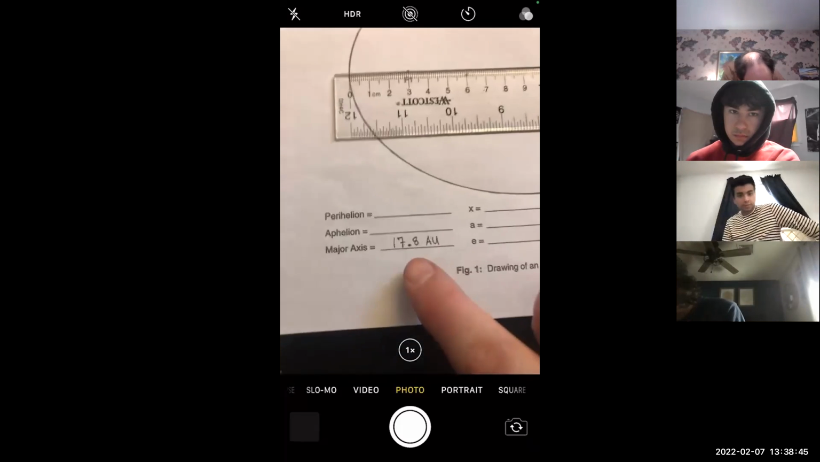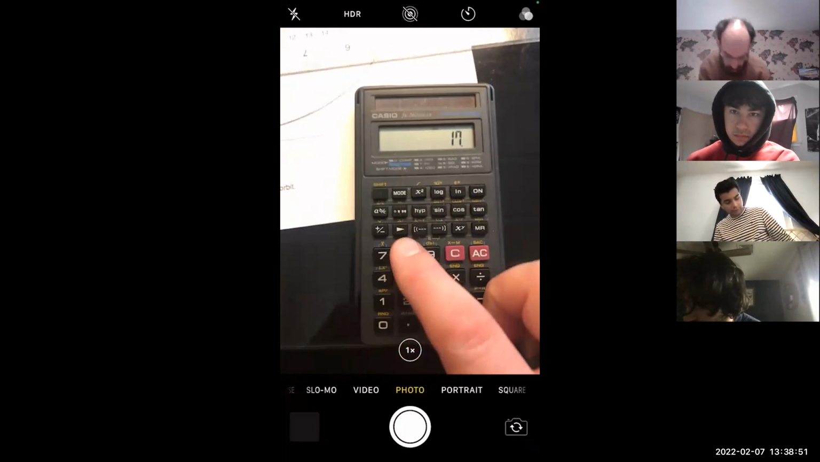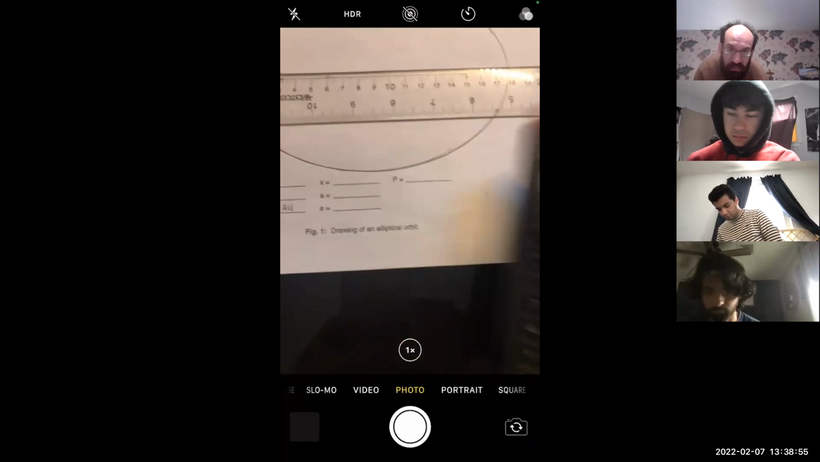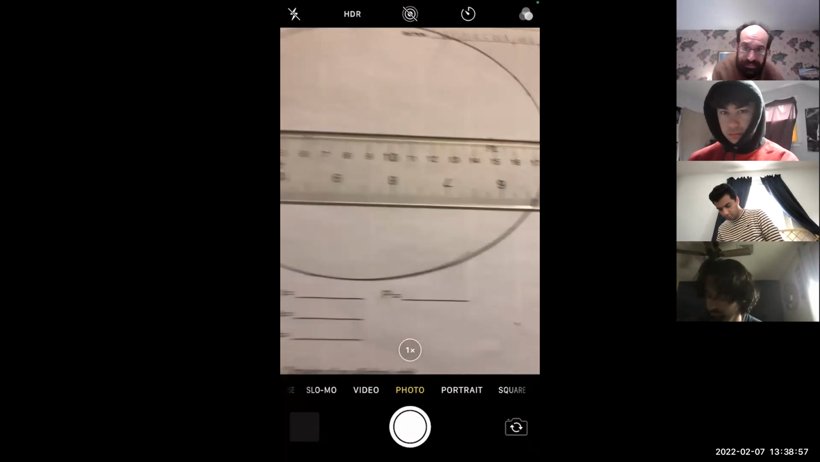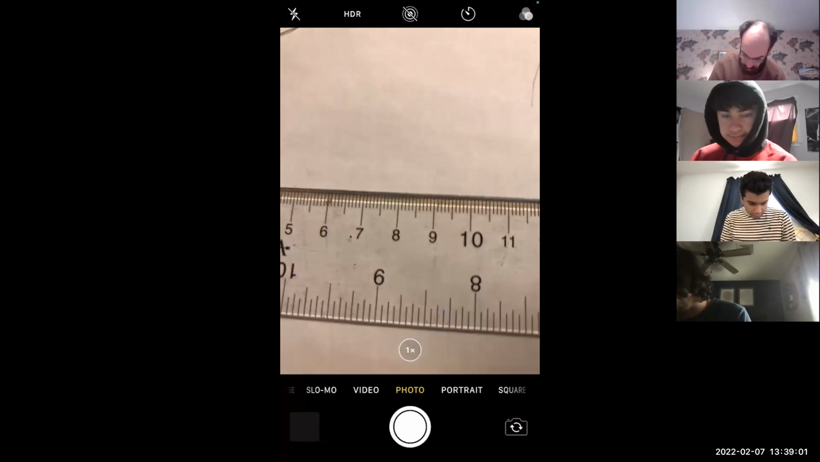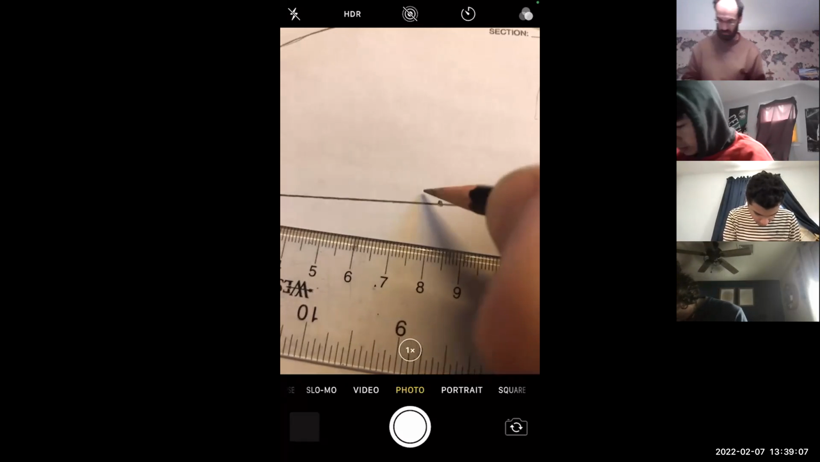Now, I'm going to take this number and divide it by 2. Have your calculators handy here. 17.8 divided by 2: 8.9 is the midpoint of my ellipse. So I'm going to make a dot at 8.9. This is going to be the center of my ellipse, C.